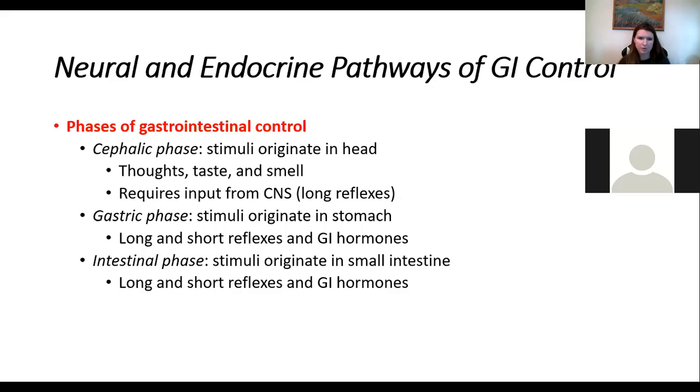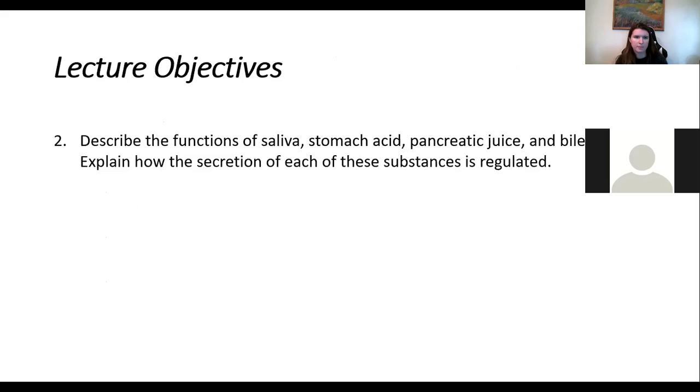So if we're talking about a stimulus that originates in the stomach, we call that the gastric phase. Or if we're thinking about a stimulus that starts in the intestines, we call that the intestinal phase. So these are really just labeling where the stimulus is. Cephalic phase, head; gastric phase, stomach; intestinal phase, intestines.